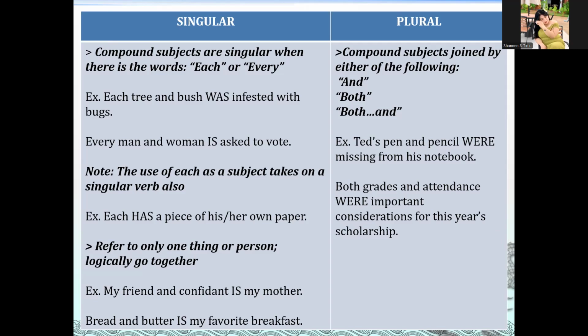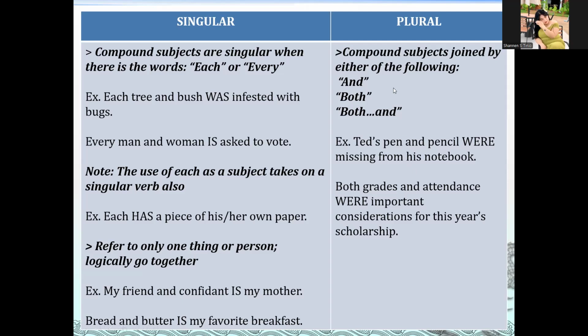So you get it? Let's go back to the lesson. Compound subjects joined by and should use the plural form. Ted's pen and pencil were missing from his notebook. Kaya lang naging iba yung rule pagdating sa dalawang example dito sa left side ng screen is because it comes as a unit. It comes as a pair.